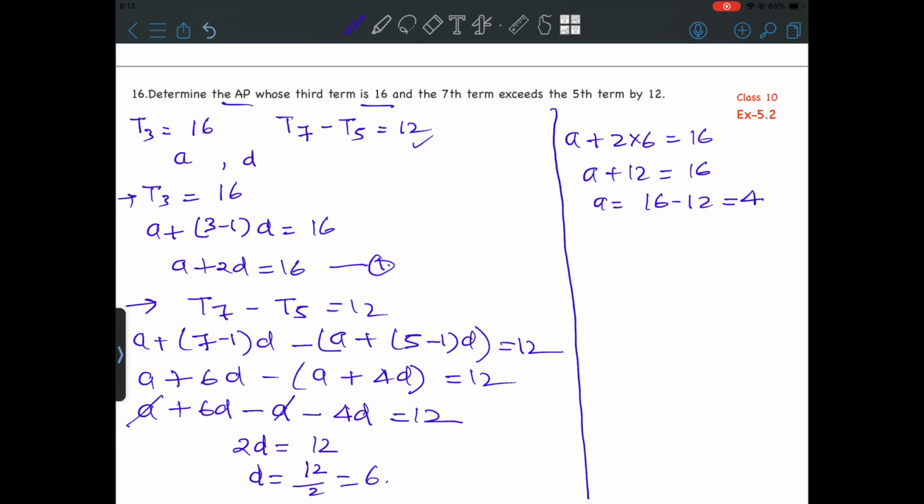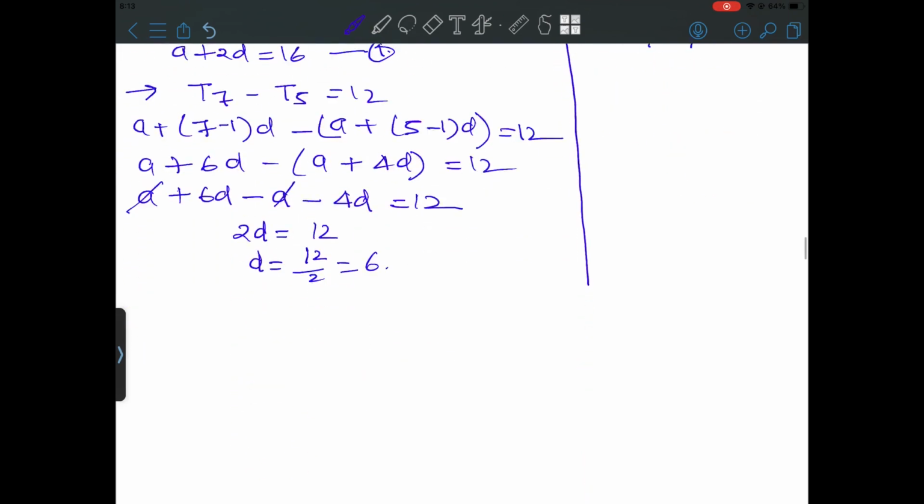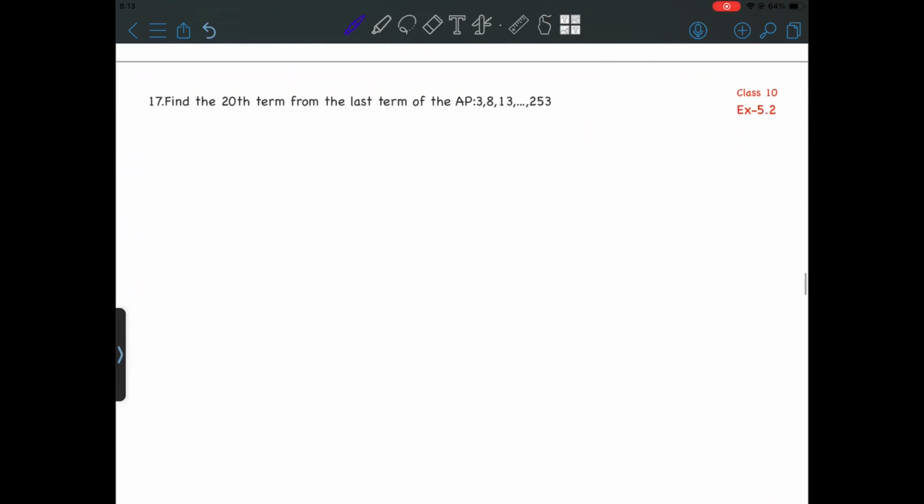So once we form the AP, the first term is 4. The second term will be 4 plus 6, that is 10. The third term will be 16, and then you can find out the other terms also, right? So this is how we can find out the AP, right? Whenever you are given the conditions, utilize those conditions, make the equations, and then you can solve them further. So now let's see the next question, question number 17.